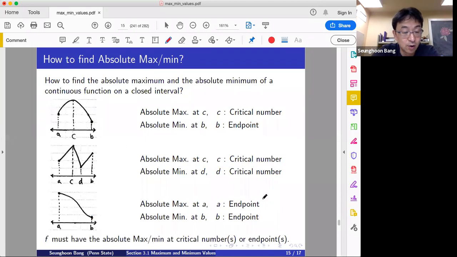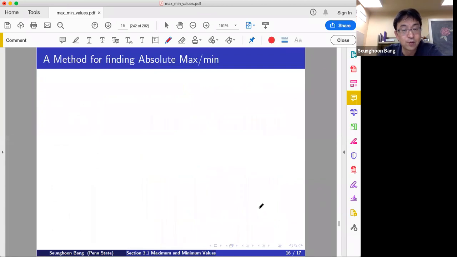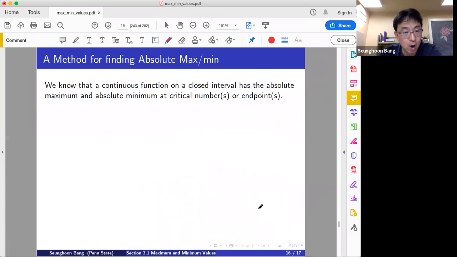So this is one important idea. f must have the absolute maximum and absolute minimum at critical numbers or endpoints. This is the method for finding the absolute maximum and absolute minimum. We know that a continuous function on a closed interval has two conditions. A continuous function on a closed interval, which only includes endpoints like this, has the absolute maximum and absolute minimum at a critical number or endpoint.